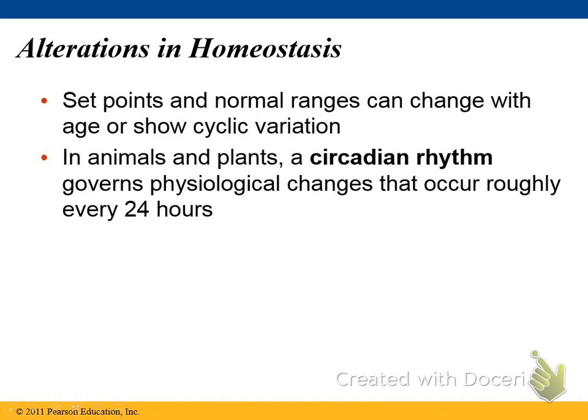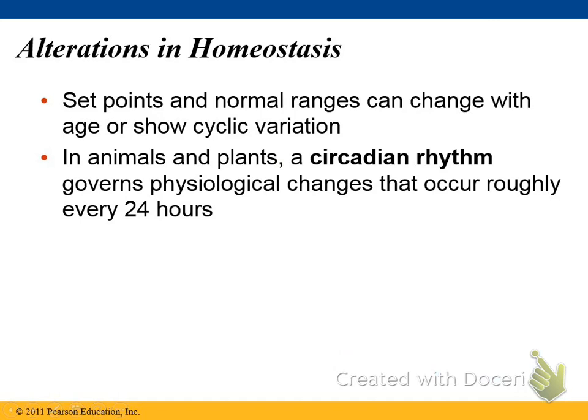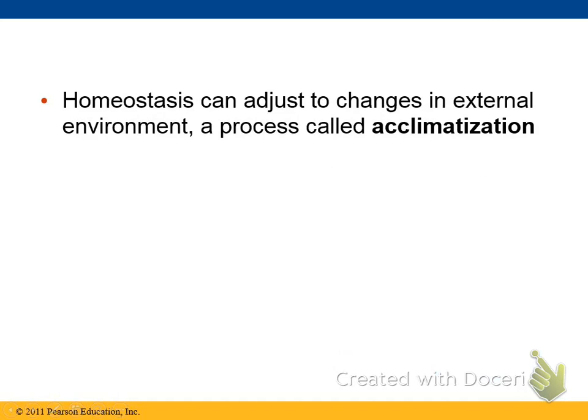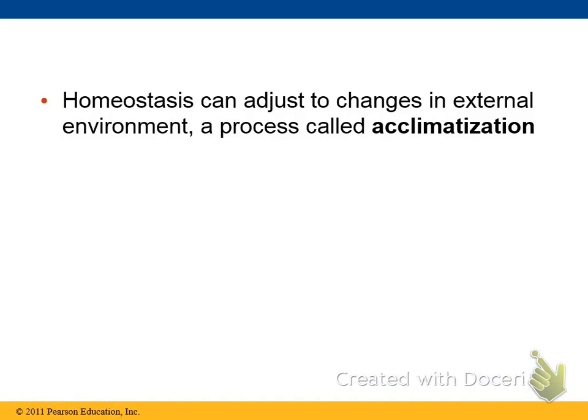variation. In animals and plants, the circadian rhythm governs physiological changes that occur roughly every 24 hours. And here is a graph showing the circadian rhythm. Homeostasis can adjust to change in external environments, a process called acclimatization.